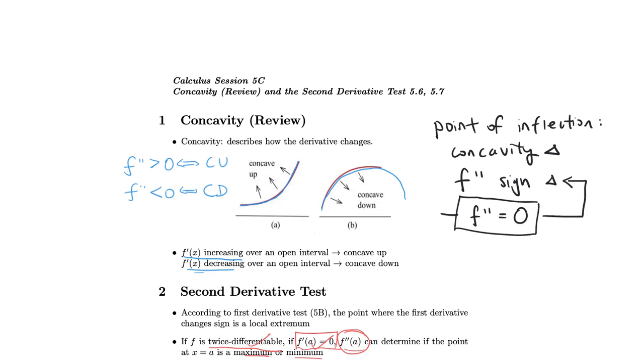So we're going to try some exercises in the next video, and it will involve the point of inflection. So there are two main parts to 5.6 and 5.7, the second derivative test and points of inflection.